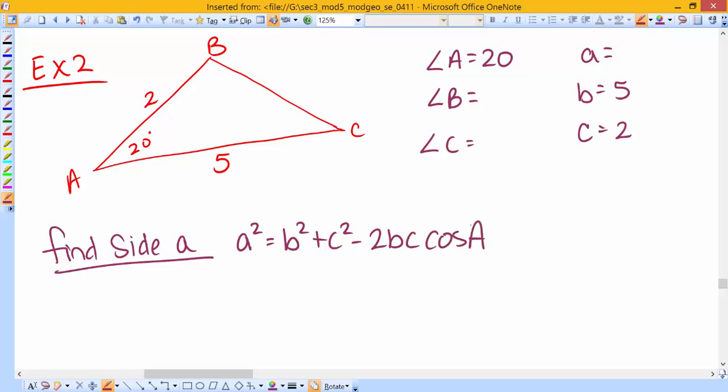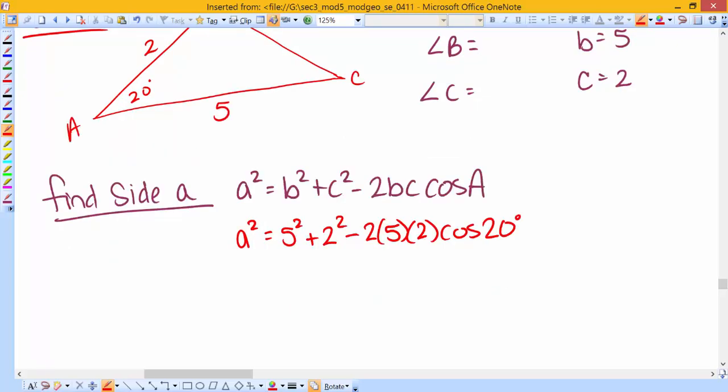And now I just need to plug in. I don't know A squared, but I do know B and I do know C. So A squared will equal 5 squared plus 2 squared minus 2 times 5 times 2 cosine of 20 degrees. Now this is actually a lot easier than finding an angle measure. There's nothing to move. So let's see. This is 25 plus 4. So that gives me 29. 2 times 5 is 10. Times 2 is 20.